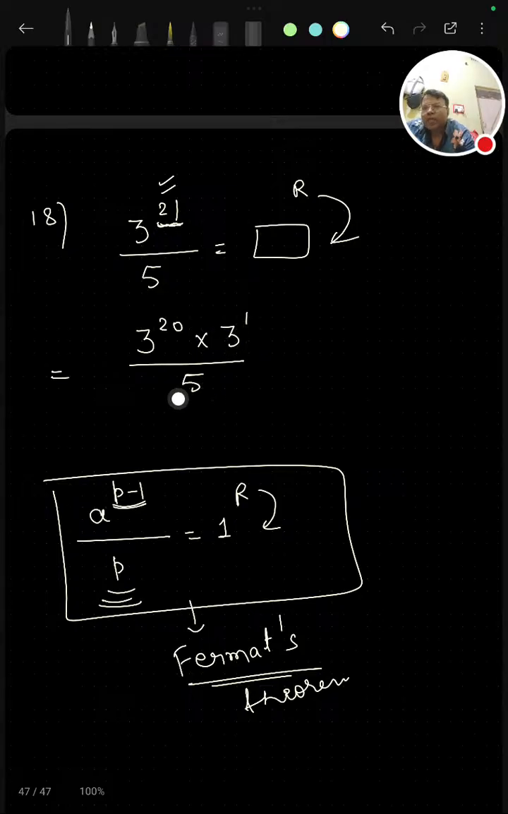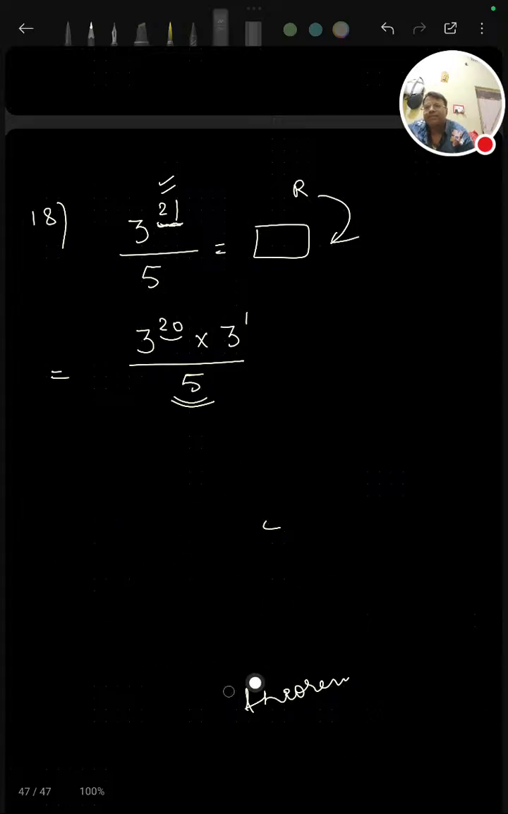मैंने क्यों तोड़ा? क्योंकि यहाँ पे 5 है तो हमको पावर 4 लाना होगा. देखो यहाँ P होता है तो यहाँ P minus 1 लाना होता है. Here it is P, then you must have power P minus 1. So here it is 5, then the power must be 4. Power क्या होना चाहिए? 4 होना चाहिए. Clear?